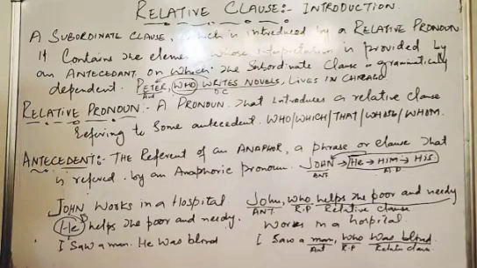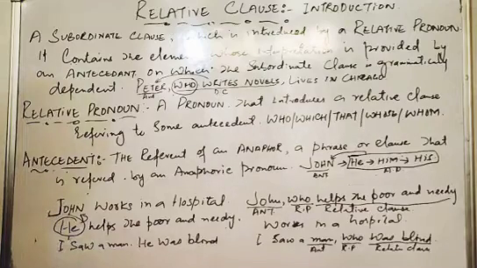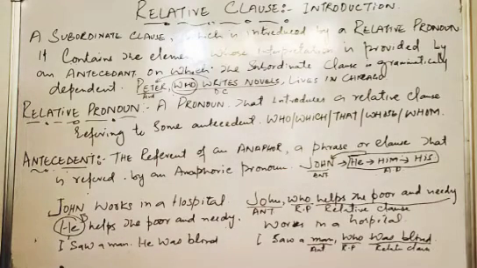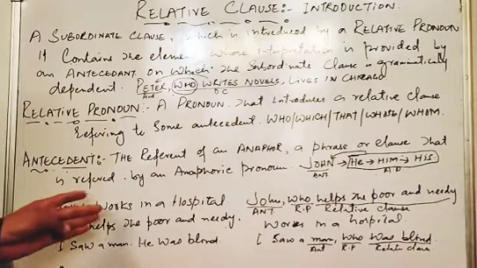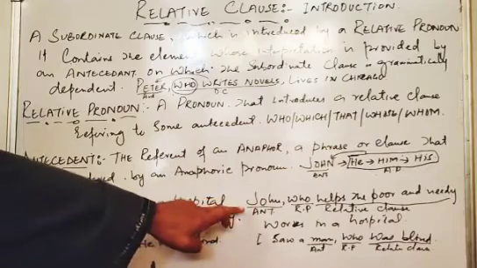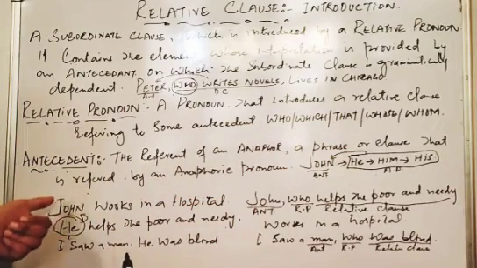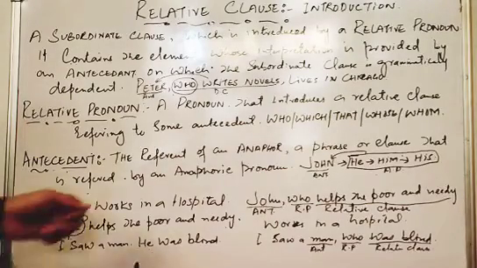Okay. So John is basically its predecessor. From John, he has been extracted. He is the anaphoric pronoun of John. Okay, let us see a few more examples. John works in a hospital. He helps the poor and needy. John becomes the antecedent because he is the post form of John.